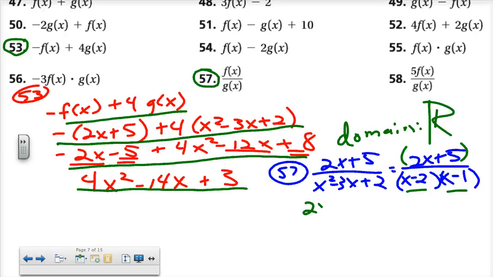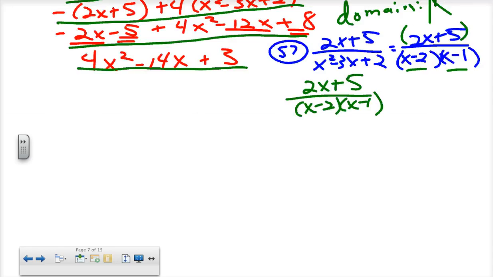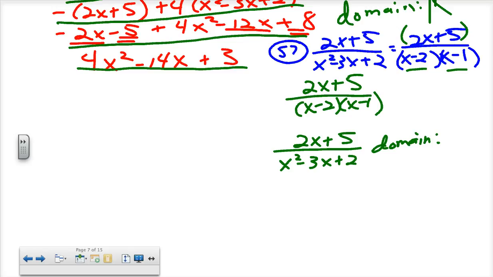So this says, hey, I tried it, nothing is working, but it did show me my domain. We might as well just leave it: 2x plus 5 over x squared minus 3x plus 2. And our domain, x cannot equal 2, x cannot equal 1. Any other real number will work in that case, but we just cannot use the 2 that would have us dividing by 0.